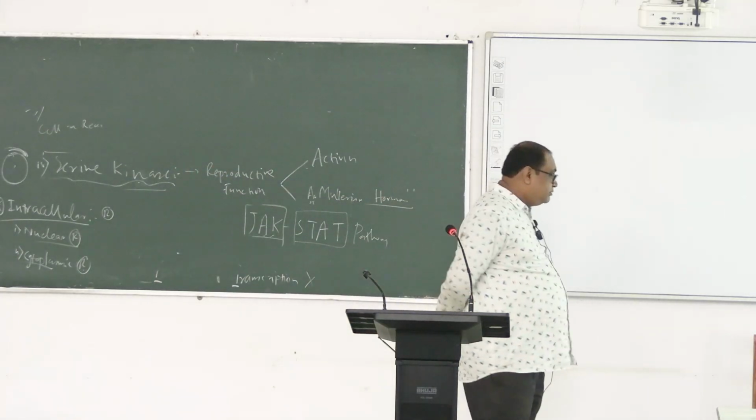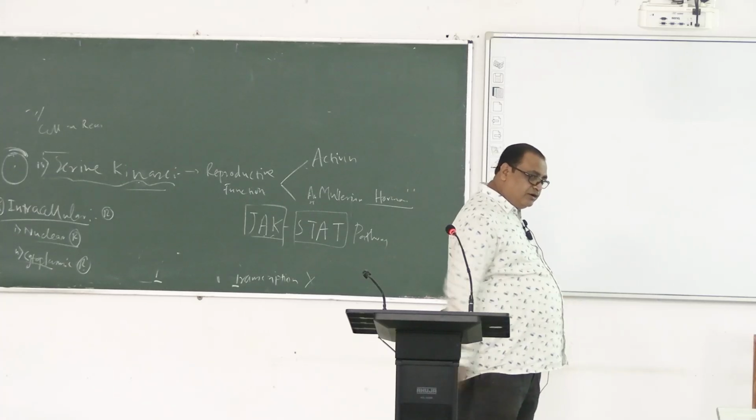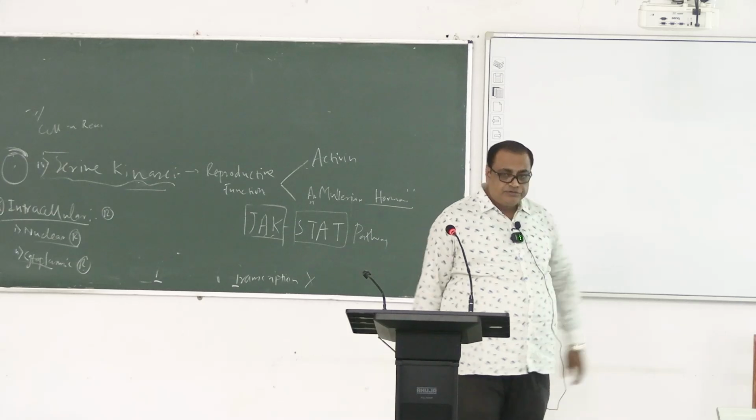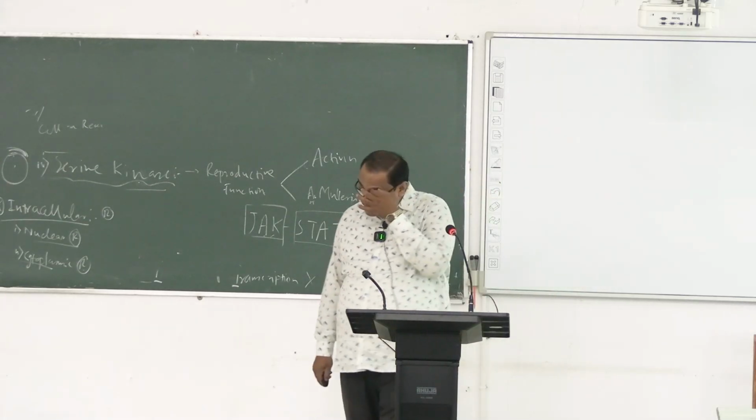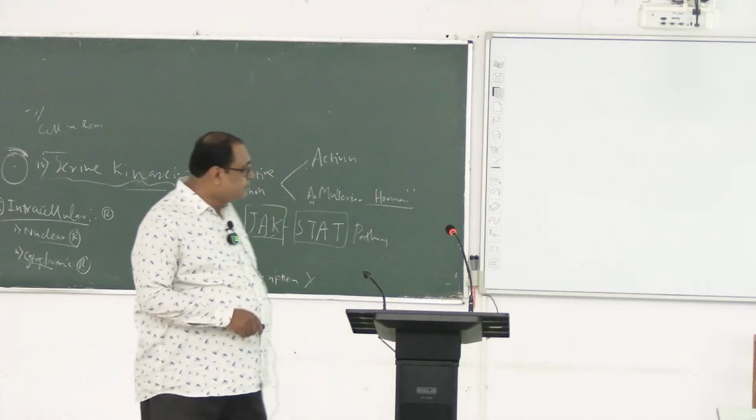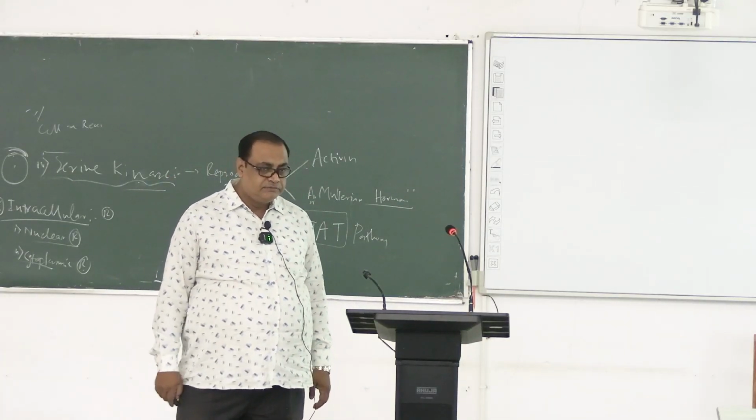So, the Michaelis-Menten equation says V0 is equal to Vmax into substrate concentration divided by Km plus substrate concentration. Okay?